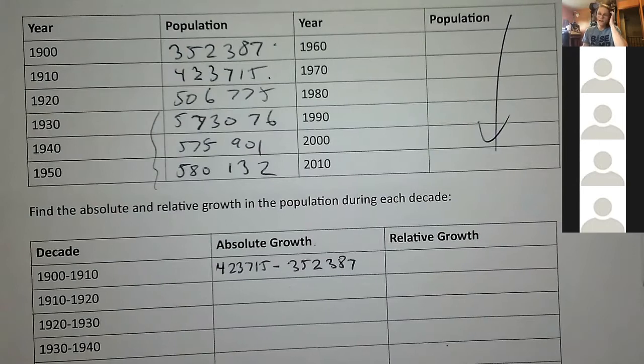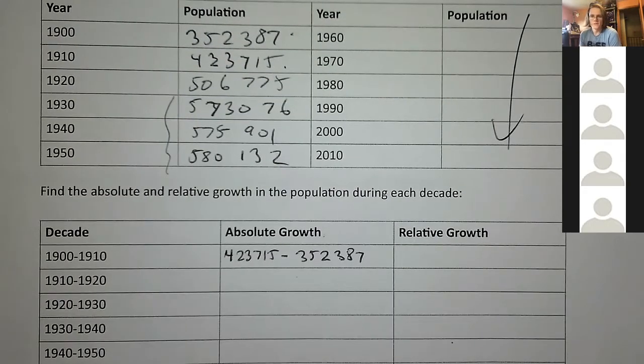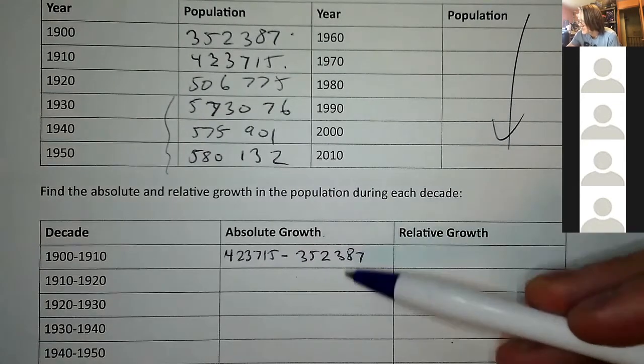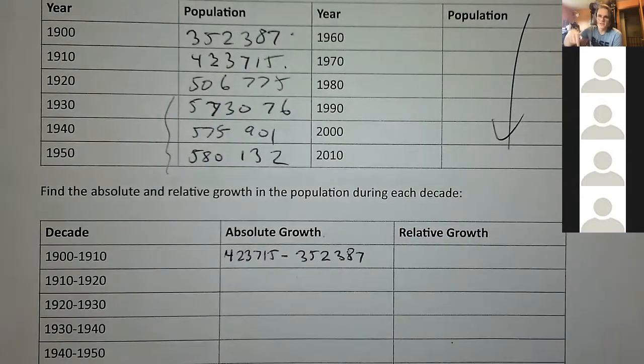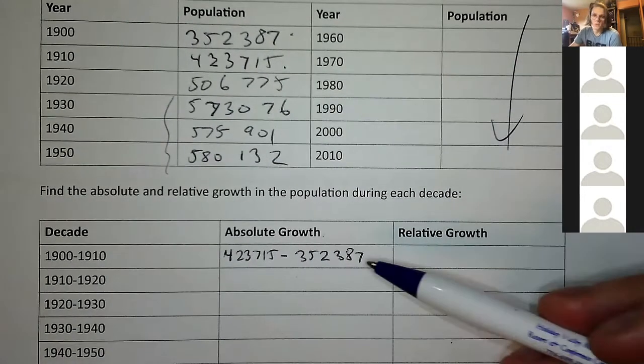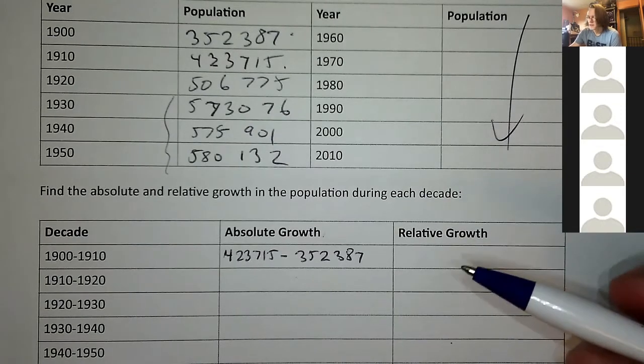352,387. Do we have to show our work in that, or can we just write the number down? You can just write the number down. Yeah. And so what's interesting here is you might get a negative, right? If your population is decreasing, this absolute growth will be negative. So there's nothing wrong with that. It just means your population is going down, right?